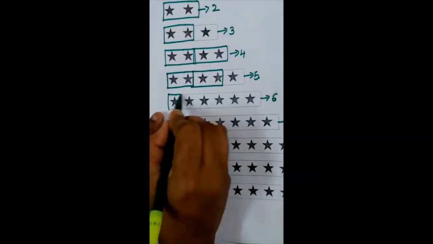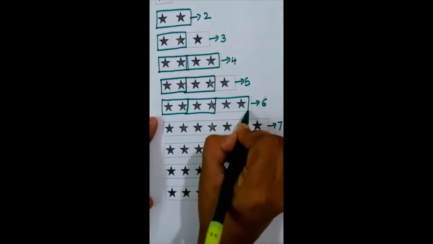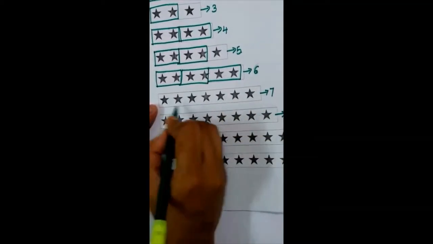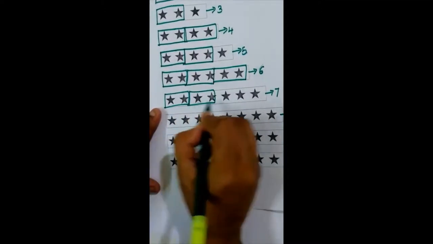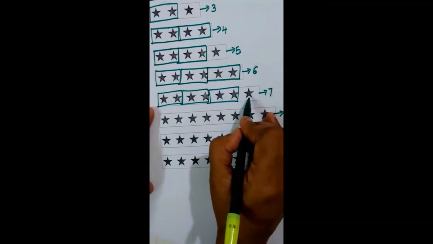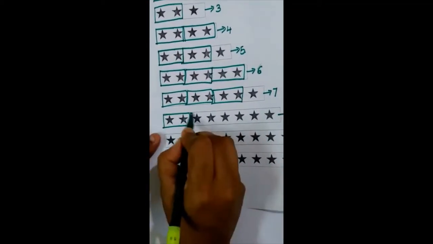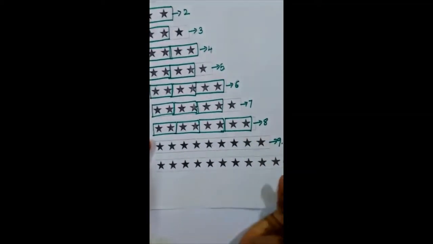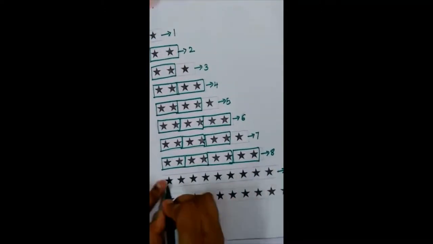Similarly, the sixth one: one pair, two pairs. Here we can see three pairs. Nothing is left over. Let us take the seven figures in this group. First pair, second pair, third pair. One figure is left over here. Here, one pair, two pairs, three pairs, four pairs. Here we can see nothing is left over.